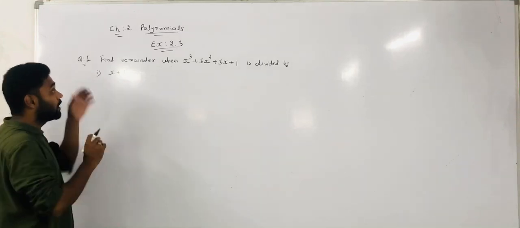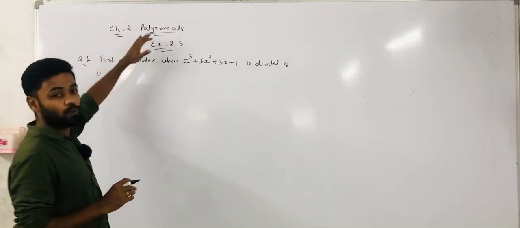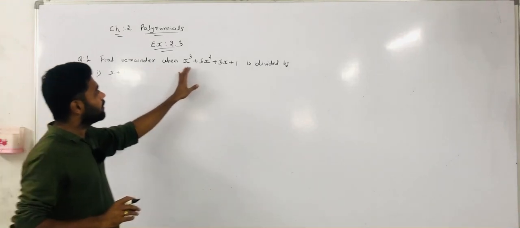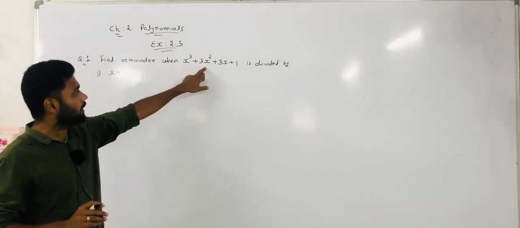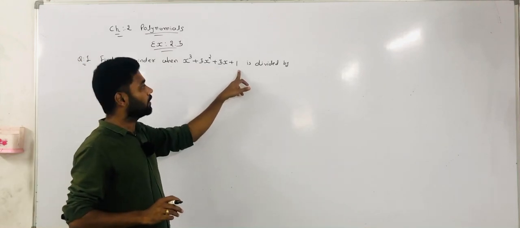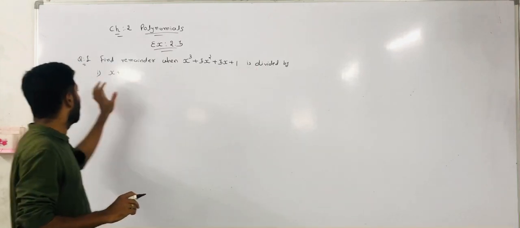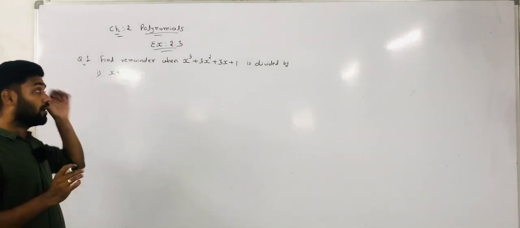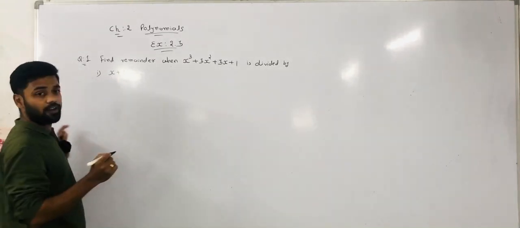Let's start this Exercise 2.3, Chapter 2, Polynomials. In question 1, find the remainder when x cube plus 3x square plus 3x plus 1 is divided by the first one, that is x plus 1. So first of all, let's recall the remainder theorem.